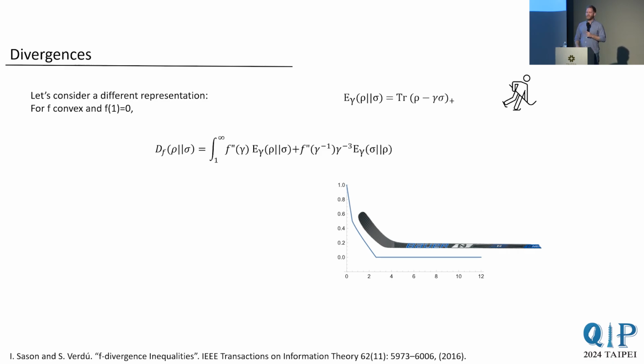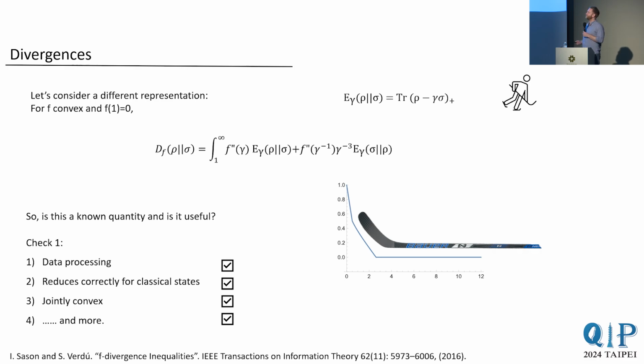So the first thing, we check the basic properties. Is this quantity any of the known quantities and is it useful? First we check, it has data processing, it has convexity, it reduces to the right quantity for classical states. And in fact, none of this is surprising because we get all of this more or less for free from the properties of the hockey stick divergence, because that's a nice generalization of the classical version and it obeys data processing, convexity, and so on. We get all these desirable properties for f-divergences for free.